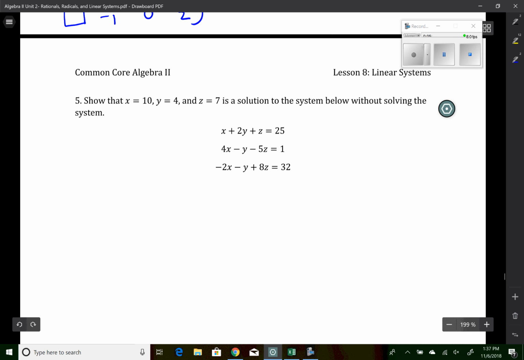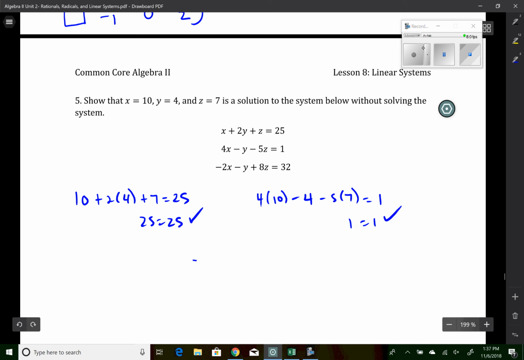Number 5 says show that this is a solution to the system without solving the system. So all you have to do is plug in x, y, and z in all 3 of these equations. So I'm going to say 10 plus 2 times 4 plus 7 equals 25, or 25 equals 25. That works. I'm going to say 4 times 10 minus 4 minus 5 times 7 equals 1. 1 equals 1, so that checks.